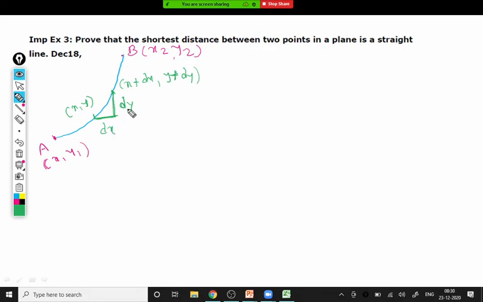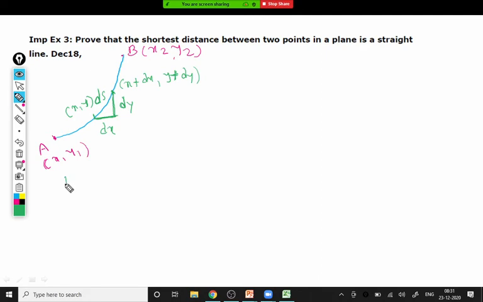So when dx and dy tend to 0, they are very small. What will happen? This hypotenuse acts like a straight line. Let me write the small length between these 2 points, x, y and x plus dx, y plus dy, as ds. ds is a small arc length of AB. So by Pythagoras theorem, what will be the equation we get here?